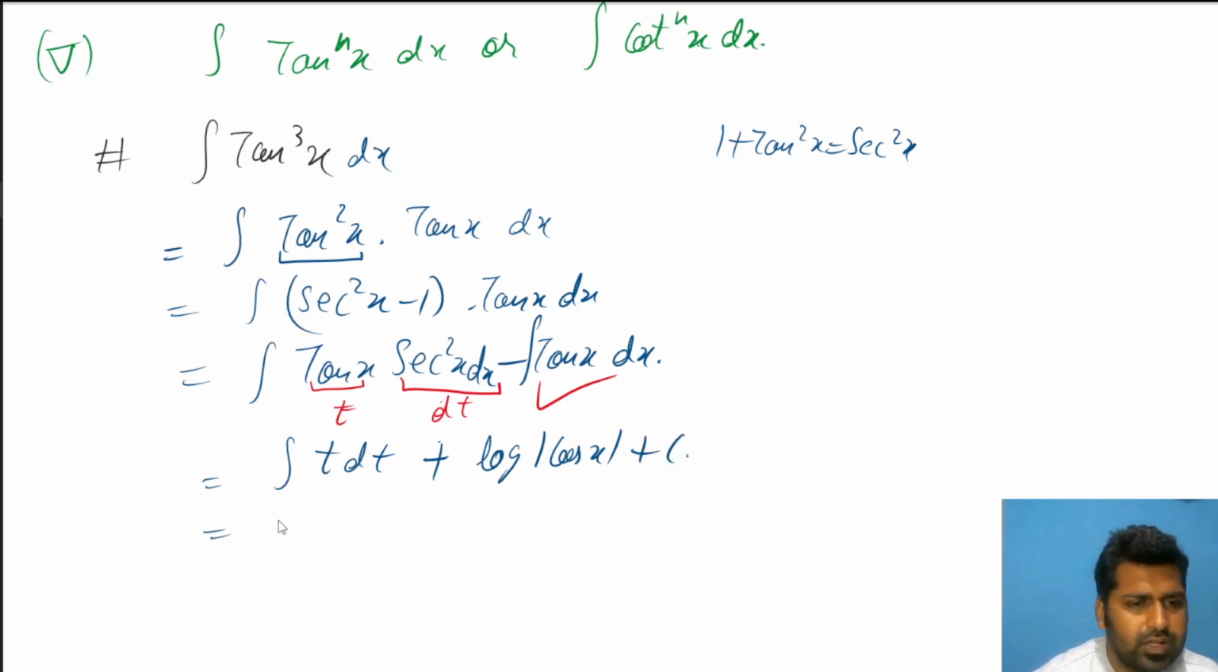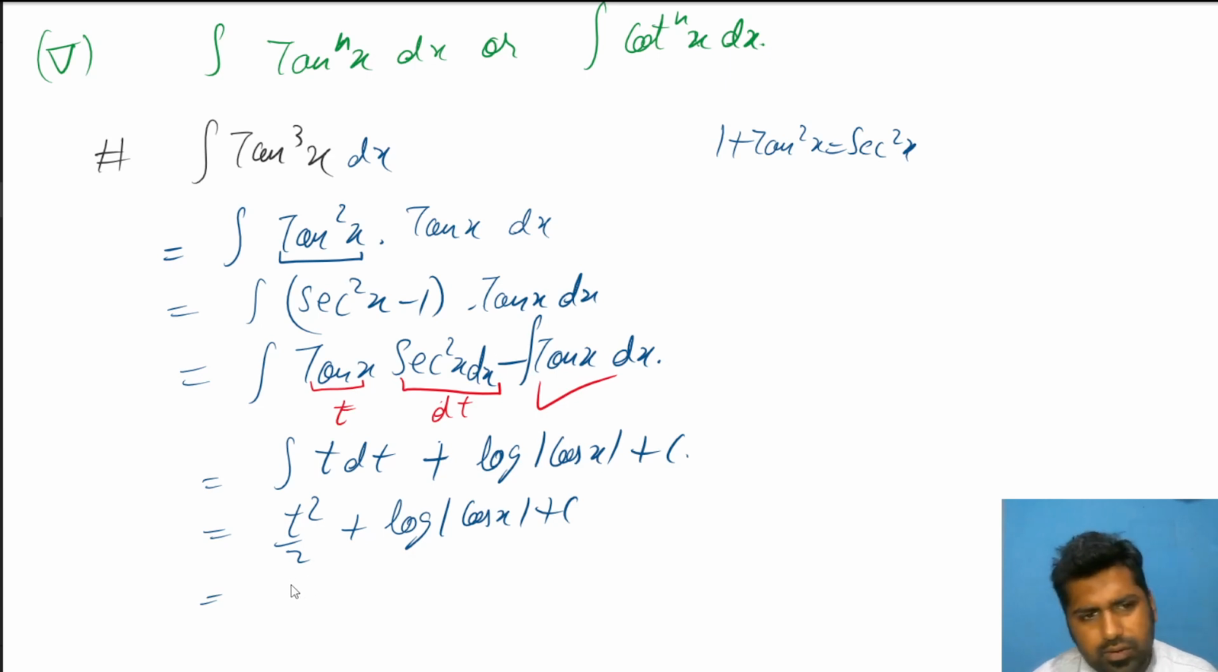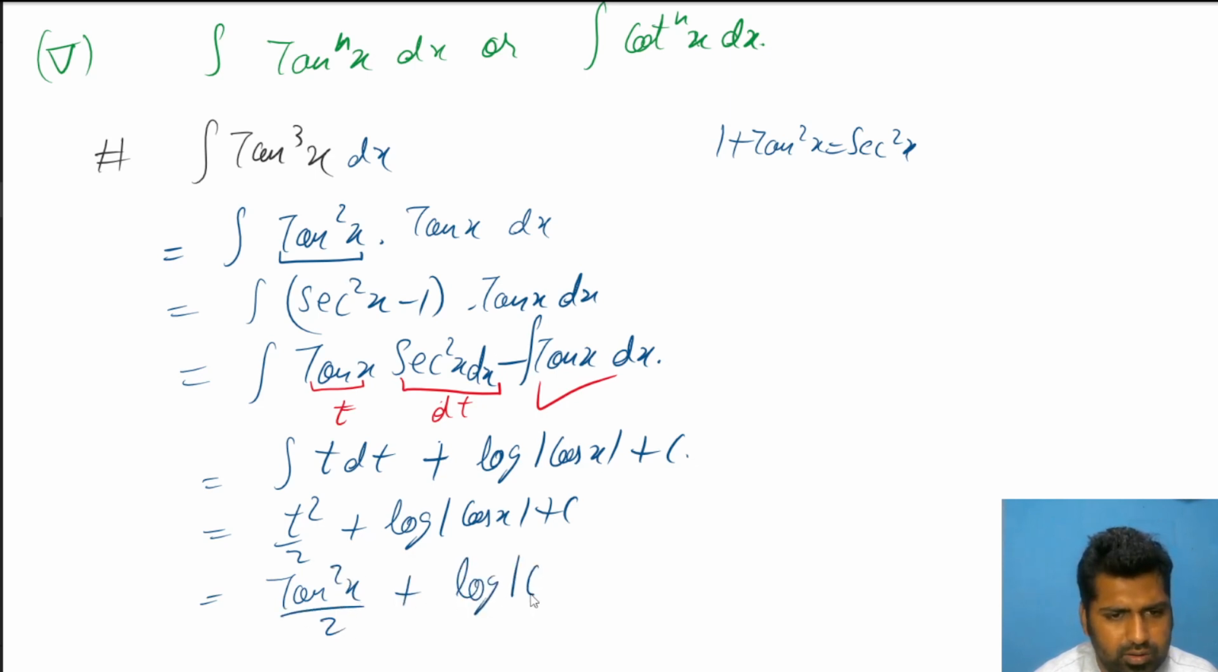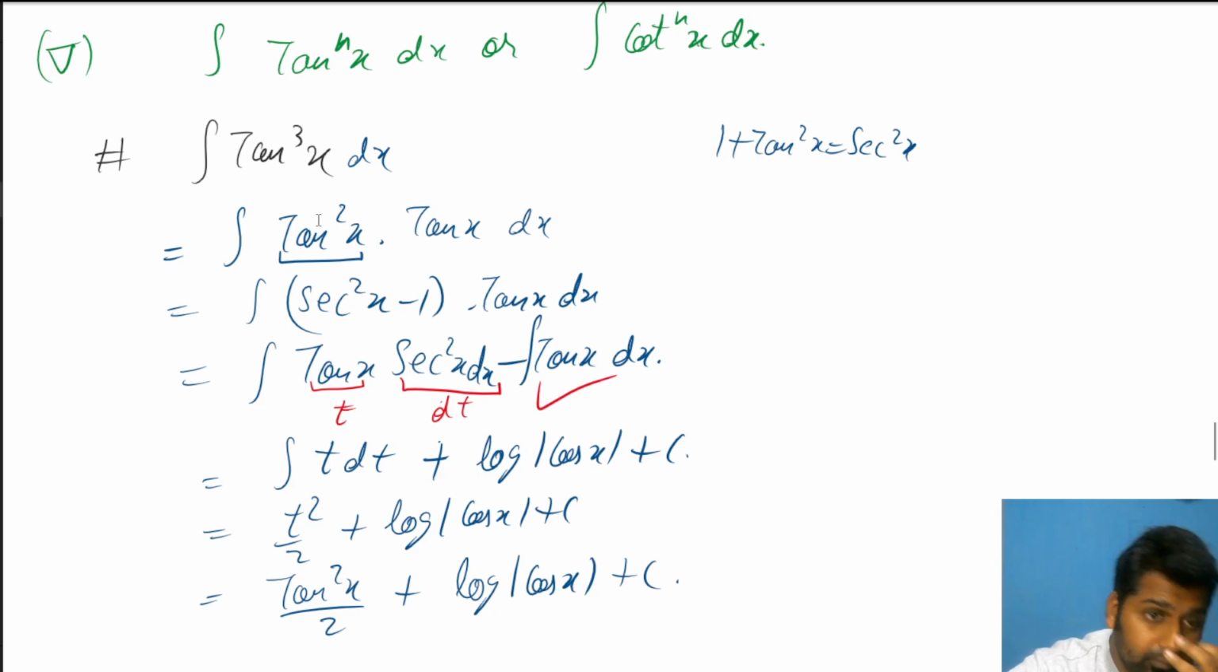What is the integration of t? t square by 2 plus log mod cos x plus c. Put the value of t. t was tan x. So tan square x by 2 plus log mod cos x plus c. So the idea was to get an even power out of it, and then write that as sec square minus 1, then multiply it, and automatically we got two separate integrals which we were able to integrate.